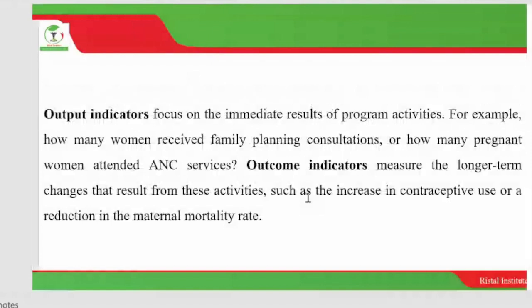Then we go to the output indicator that focuses on the immediate results of program activities. For example, how many women receive family planning consultations, or how many pregnant women attended ANC. But also you can look at other indicators such as the number of attendances in ANC 1, ANC 2, or any other, according to the way you want to rate the quality of your program.